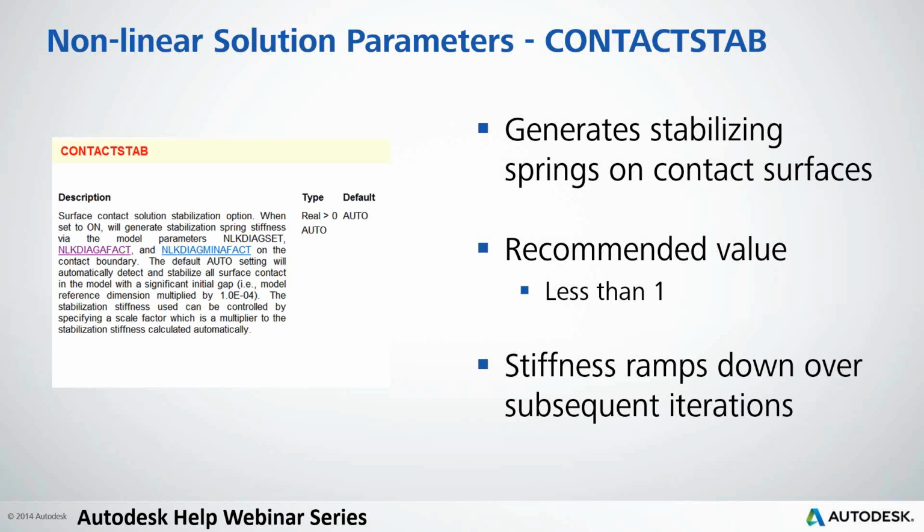So this is great if you're getting some instability in the model. Right off the bat, it's not converging. What you can try to do is use this contact stabilization to hold things together until the contact really comes into play. So the stiffness should ramp down over the course of the subsequent iterations. This is done on the solver side. So by the end of the simulation, the stiffness should be very, very low, which will have a marginal effect on the overall results of the analysis.